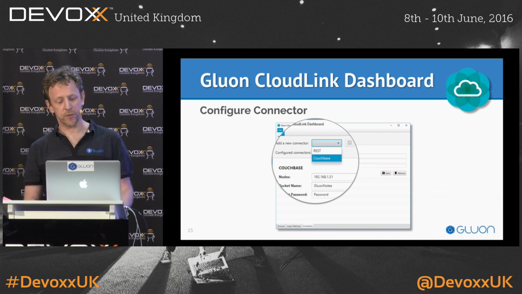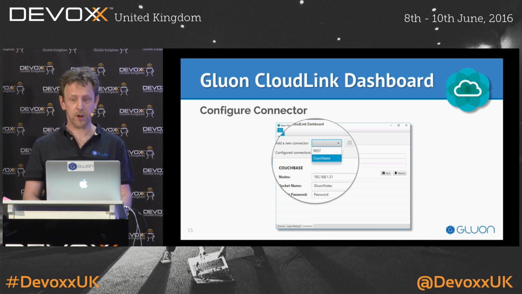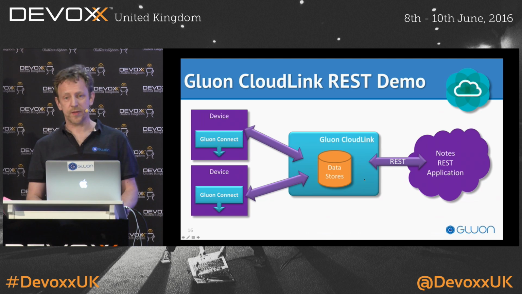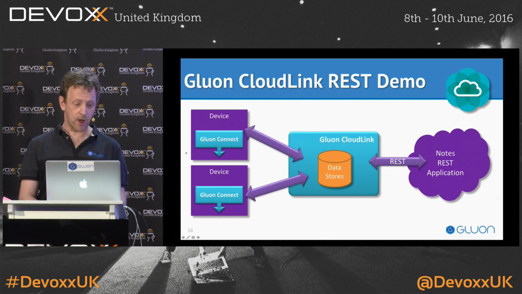Gluon CloudLink comes with a small application in the cloud, the Gluon CloudLink dashboard, where you can add connectors for your specific application. For example, if I want to add a Couchbase connector, I give some additional information about where the host lives and what's the name and the password, and so on. If we do the REST one, we'll first connect our applications with Gluon CloudLink and then talk to a remote REST application.